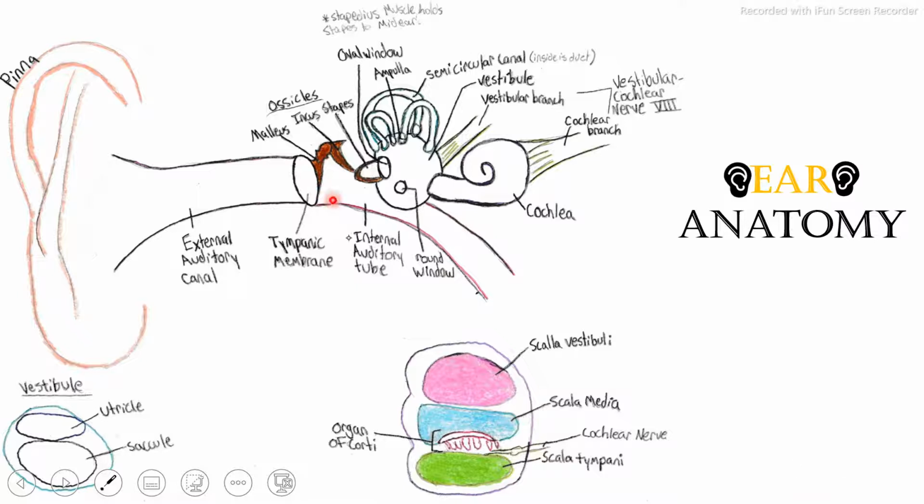Next, in the middle ear here, we have the ossicles, the malleus, the incus, and the stapes. I like to remember malleus because it kind of looks like a mallet, incus like a pen with ink, and then stapes like a staple.